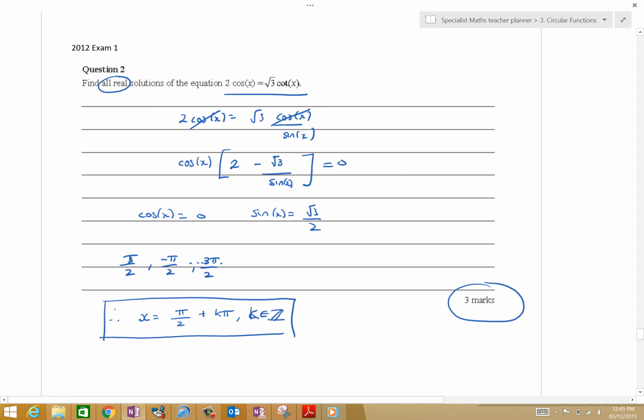Same thing, this time where does sine of x equal root 3 on 2? Sine of 60, pi on 3. So we can say that x is equal to pi on 3 plus 2k pi, k is an element of Z. And the last, we also have to deal with x is equal to 2 pi on 3 plus 2k pi. Okay, 3 marks.